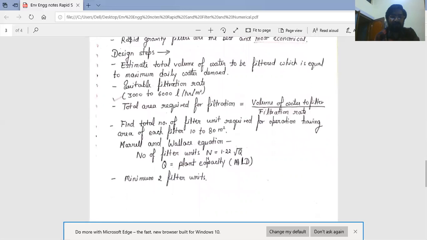Number of filter units is determined from the Marel and Wallace equation. N is equal to 1.22 under root Q, where Q is equal to plant capacity in million liter per day. And minimum 2 filter units are used.